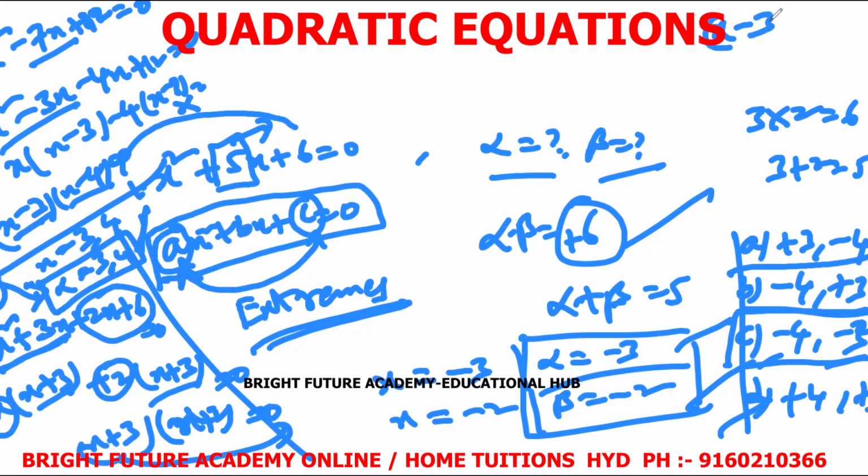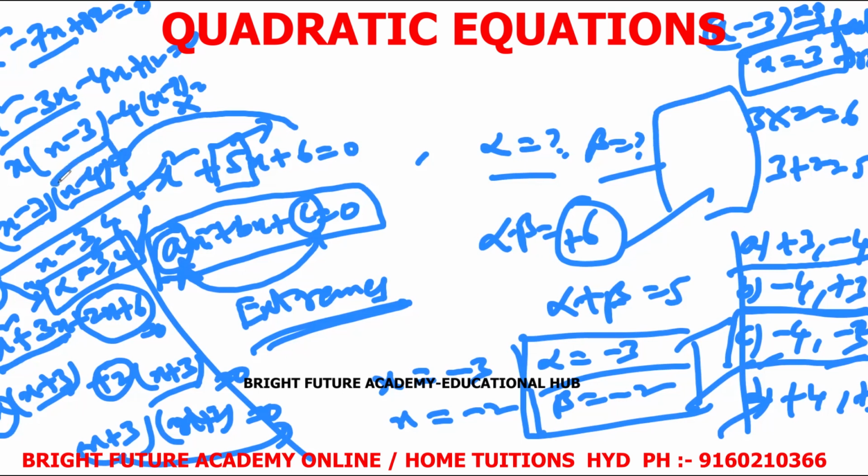x minus 3 is a factor. How can we say x minus 3 is a factor? This is called what? Factor. Then whenever x minus 3 is a factor, when we equate it to 0, we get x is equal to 3, which is called what? Root.